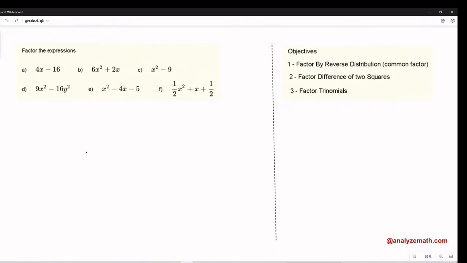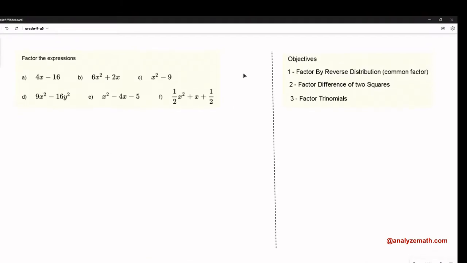In this video, we're going to look at three methods to factor expressions. The first one is called factoring by reverse distribution or common factor. The second one, difference of two squares. The third one is factor trinomials. So the first objective, number one, let's look at the expression given in part A, 4x minus 16.